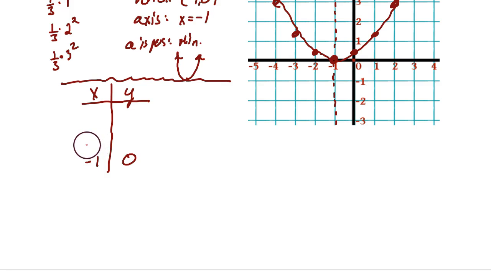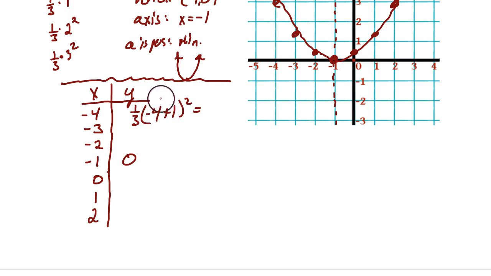Counting to the left from -1 would be -2, -3, and -4. To the right from -1 are 0, 1, and 2. Then take every one of these numbers for x and substitute it into the equation. For the problem we just did, we would go 1/3 times (-4 plus 1) squared and figure out this answer. It turns out to be 3. Repeat this process for all of these rows of the table. I'm sure you noticed that the technique I explained is faster than filling out a table to get the dots on the parabola.